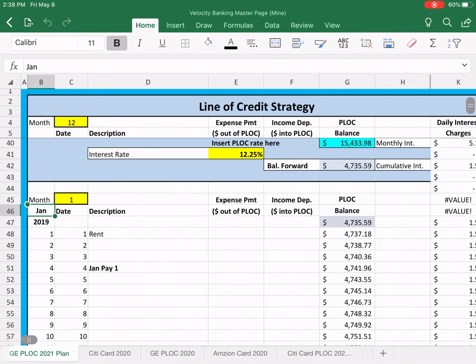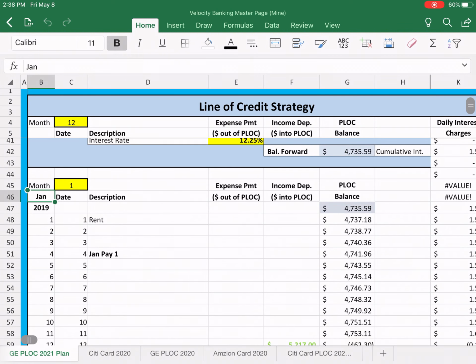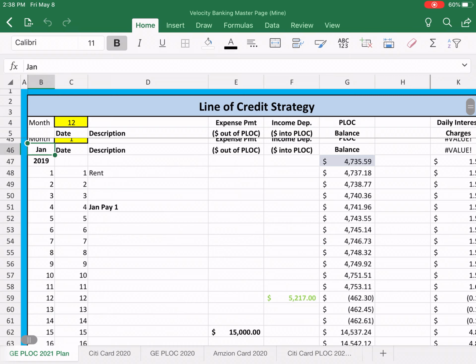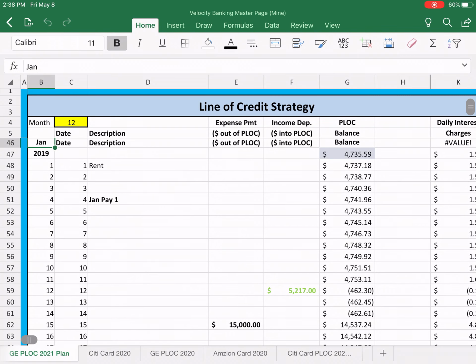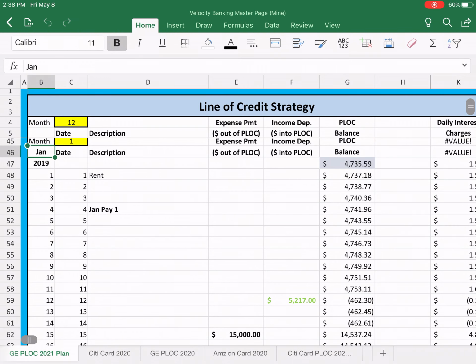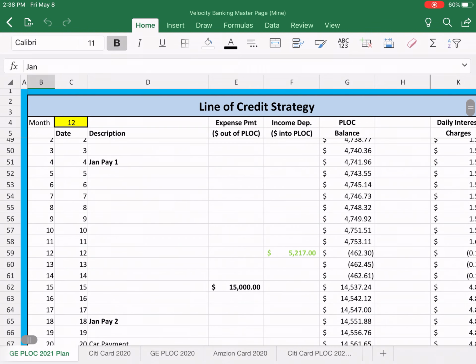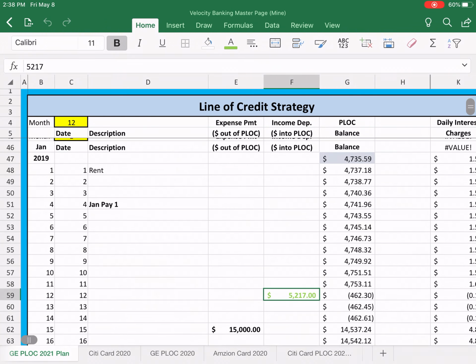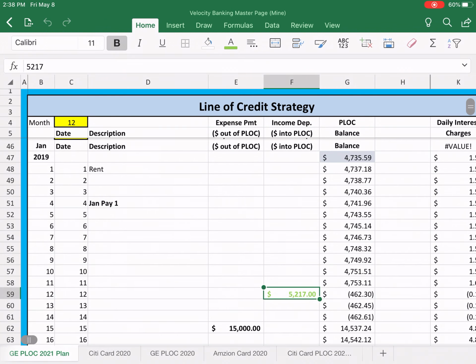I have to fix this calculator. So this is gonna carry over into February. It says January, but it's February. So it's gonna carry over, and then I'm gonna get paid February 12th, and then my HELOC is gonna be done. So that took me a month and 2 weeks to zero out my HELOC.